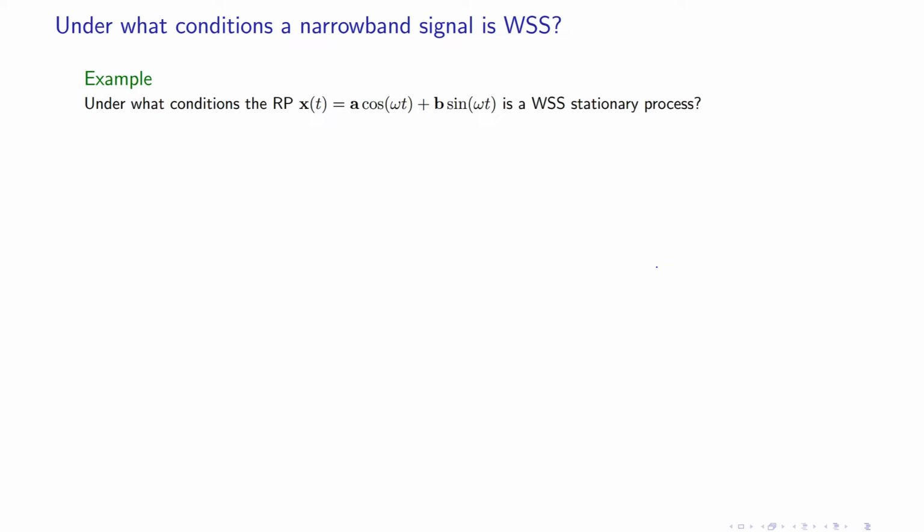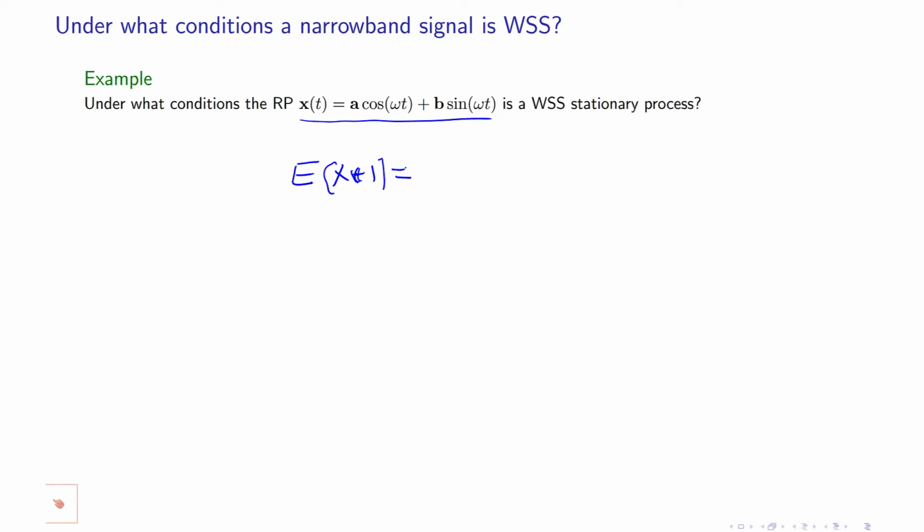narrowband signals are involved. In this video, we want to examine under what condition a narrowband signal which has a form like that is either a strictly stationary or wide-sense stationary process. So this question is very important and we want to examine it step by step. So if you want this random process to be wide-sense stationary, the mean of x(t) shall be constant.